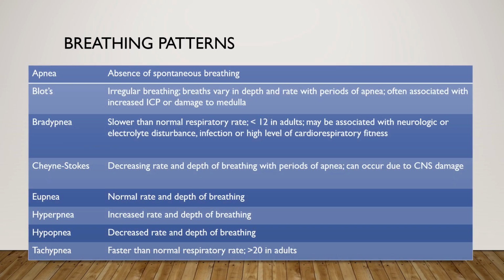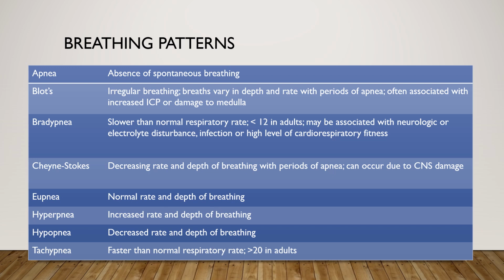Looking at the different breathing patterns that we want to be able to observe, assess, and document. We've got apnea, which is the absence of spontaneous breathing. Biot's breathing pattern is irregular breathing where the breaths vary in depth and rate with periods of apnea. It's often associated with an increased intracranial pressure or damage to the medulla. And this is going to contrast with your Cheyne-Stokes breathing pattern, which is a decreased rate and depth of breathing with periods of apnea that can occur due to central nervous system damage.